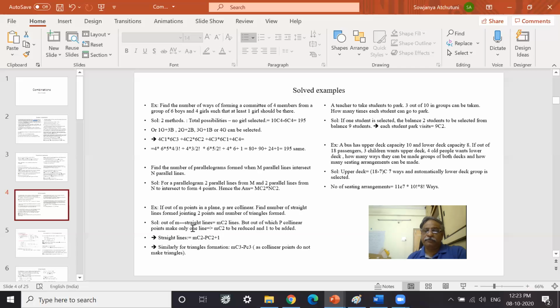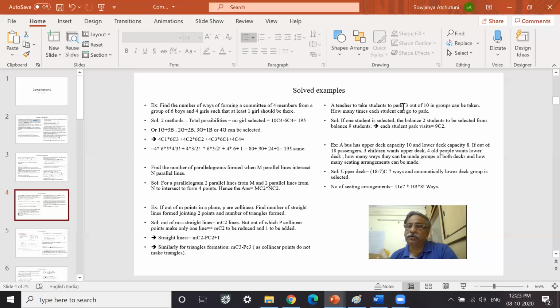Similarly for triangles, how many points are required? I need MC3, out of which P are collinear. So PC3 are not possible, they don't make triangles. So this is the number of triangles. If all are not collinear, then I will simply put MC3 triangles formed. Okay, let us go to this.